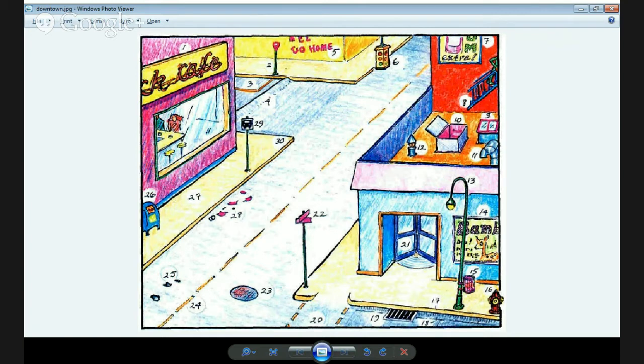Graffiti. Whoops, I spelled it wrong. I know this word. I see graffiti on the yellow wall behind the parking meter. Natalia, what's above the street?